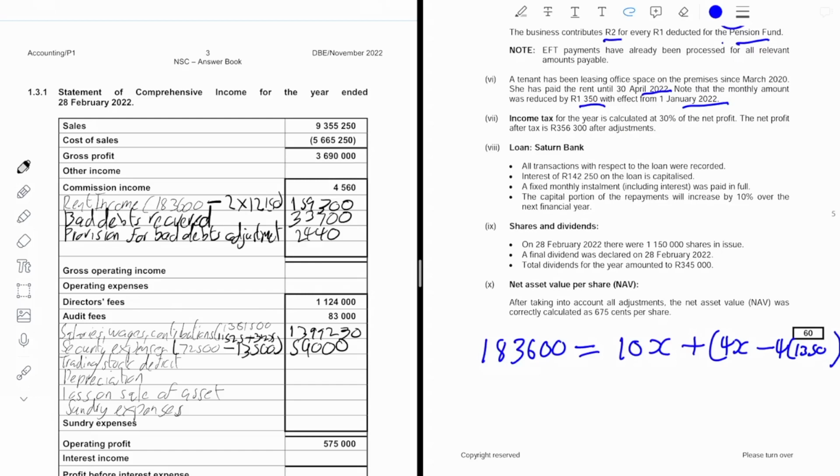So saying that I've got 10 months of rent, and that's 10x, but then I've got another 4 months of rent, which is 4x, but then that 4 months of rent was reduced by 1,350 for those 4 months. And then if you end up solving this equation, you do get back to the 12,150.